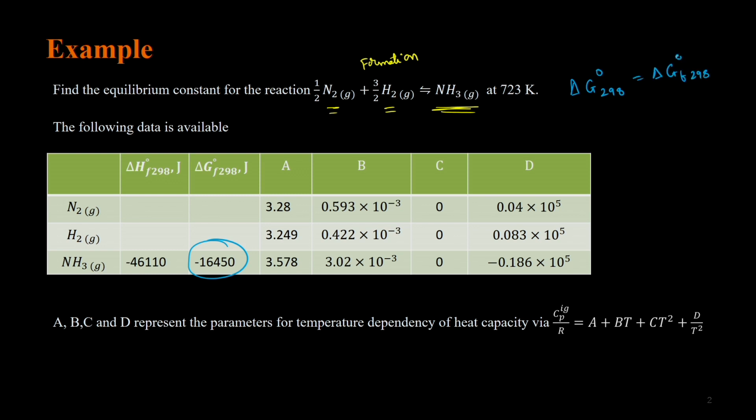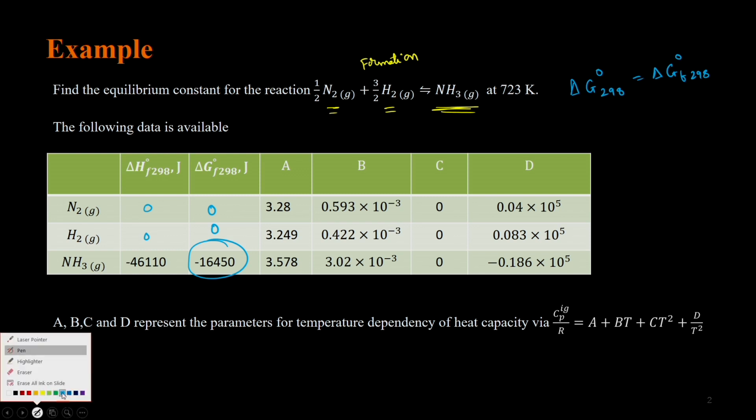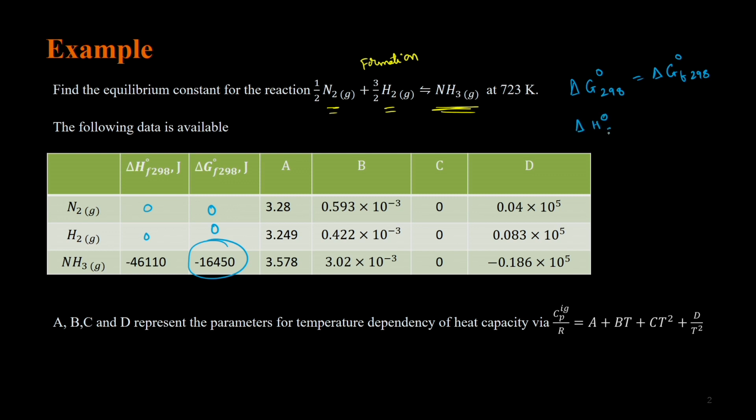Alternately, if you think about it, the Gibbs free energy of formation for the two species, nitrogen and hydrogen, is zero. And hence, if we calculate the Gibbs free energy change for this particular reaction, it's still going to be negative 16,450. Same thing for the enthalpy of formation. So in that sense, these two numbers given here are not just heats of formation and Gibbs free energy of formation, they also turn out to be the heat of the desired reaction and the Gibbs free energy change of the desired reaction for this particular scenario.